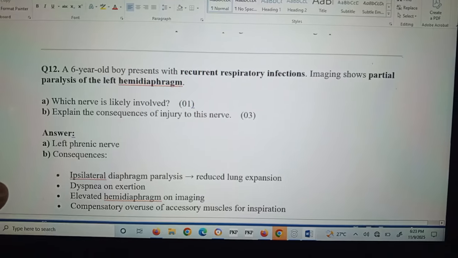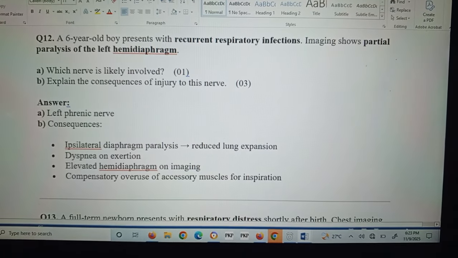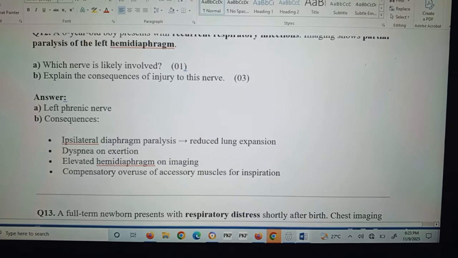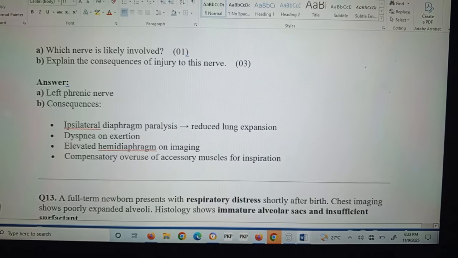Question number 12: a 6-year-old boy presents with recurrent respiratory infection. Imaging shows partial paralysis of the left hemidiaphragm. Which nerve is most likely injured? Explain the consequences of the injury to this nerve. The left phrenic nerve is injured.